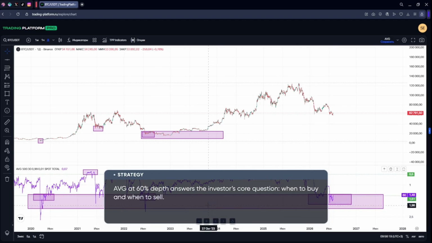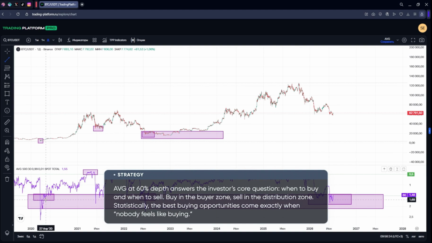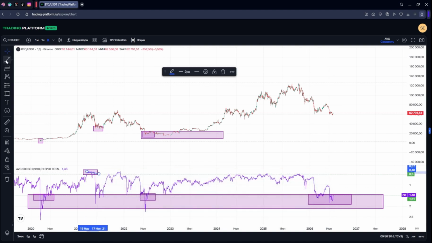That's why this particular metric is perfect for those who are looking for the right time and answer to the question of when to buy and when to sell. Sell in the distribution zone, buy in the buyer's zone.